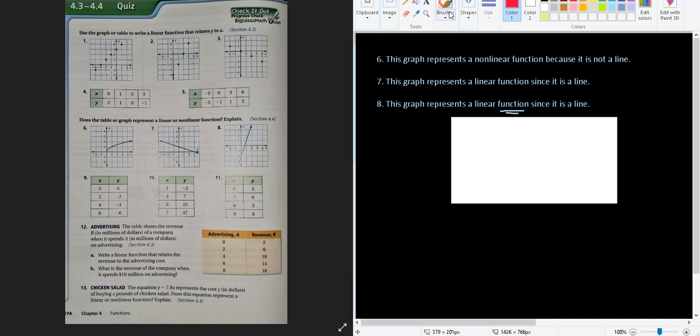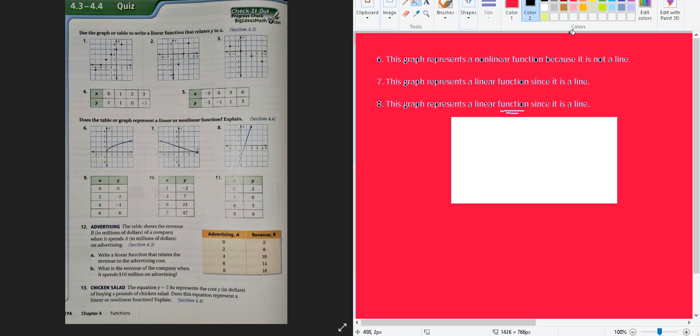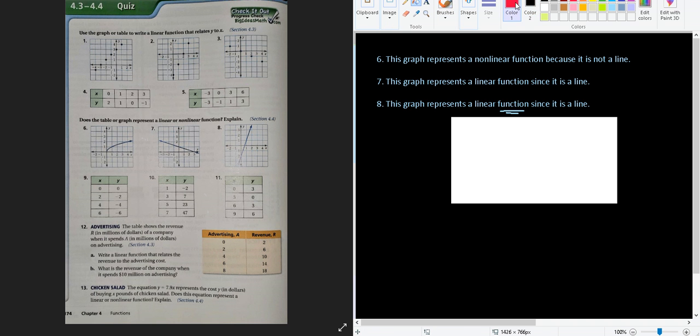So let's go back to the assignment here. Whoa. Whoa, I don't want red.